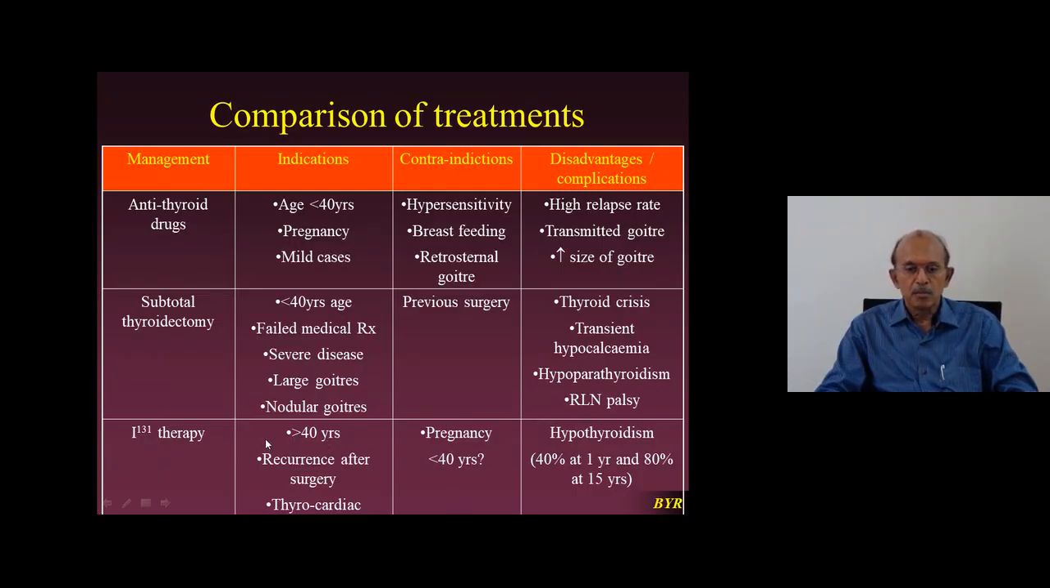Indications: more than 40 years, but present-day indication is more than 25 years if they have completed their family. Complete family means they have their wanted children. Then recurrence after surgery, thyrocardiac patients. Contraindications: pregnancy, and patients less than 40 years of age. Complications: hypothyroidism. This is a must after giving radioactive iodine. Hence, you must always use thyroxine supplementation 3 months after radioactive iodine therapy.